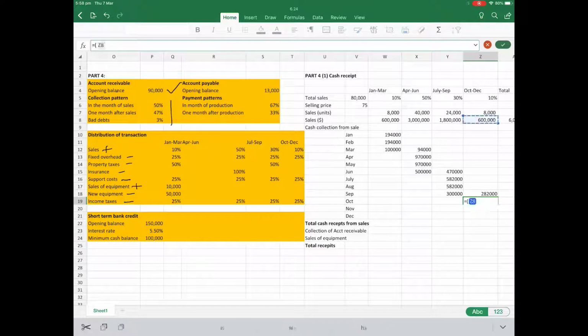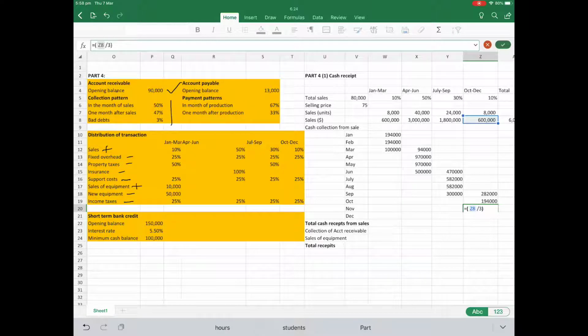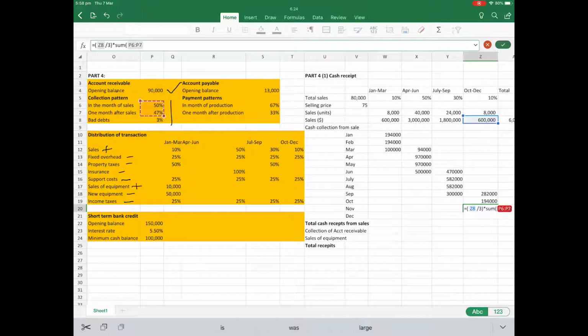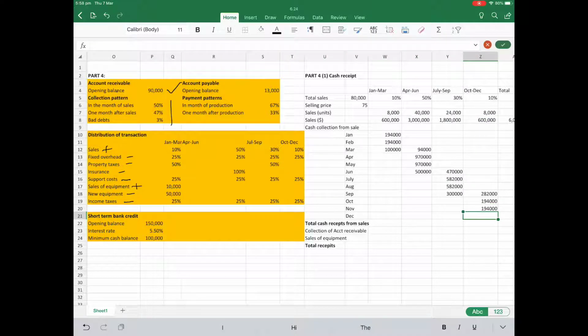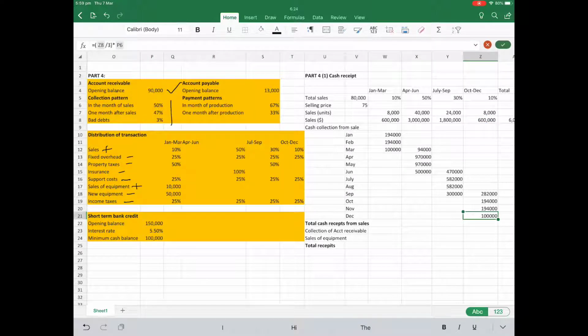October divided by 3 times sum of this and this. I know this looks pretty time consuming, but trust me, it's much better if you know how to work this way, and the more you practice, the better you are. And the last month is 3 and times 50%. So what is the rest of the sales of December?